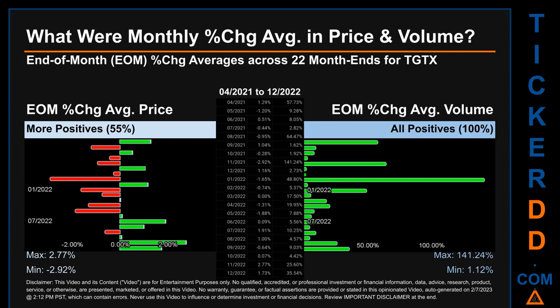Price saw an end-of-month max of 2.77% in average percentage change along with a minimum of -2.92%. For volume, the maximum and the minimum monthly percentage change were respectively 141.24% and 1.12%.